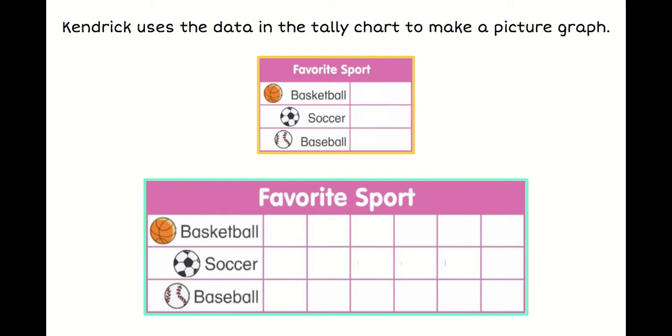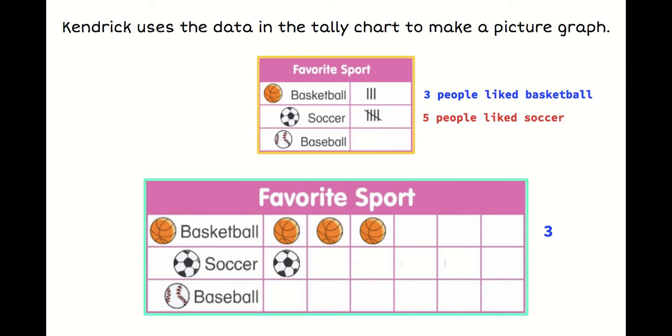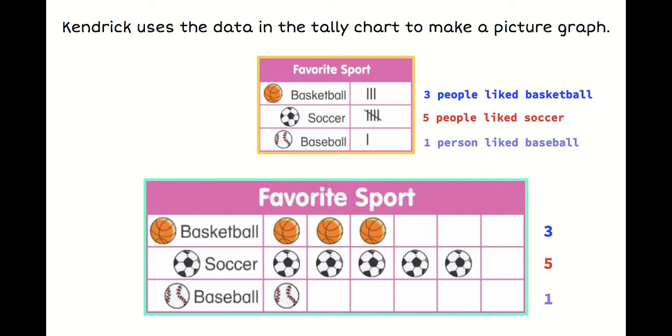So Kendrick uses the data in the tally chart to make a picture graph. So 3 people like basketball, so we put 3 pictures of a basketball down below. 5 friends like soccer, so 5 soccer balls show up on our picture graph. 4 and 5. All right, and then 1 person liked baseball, so we'll add 1 baseball picture.